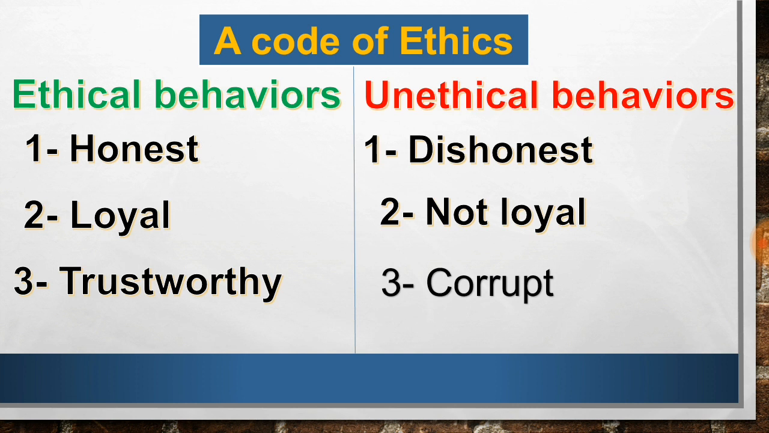So I recapitulate. When we talk about business, we are talking about companies, firms, and businesses. All these three terms mean the same thing. Inside the companies, we find officials, managers, and employees, and they have a code of ethics that governs and controls their behaviors. The code of ethics tells them what they should do and what they shouldn't do. Therefore, we can identify ethical behaviors that the employees should have, like honesty, loyalty, and trust.